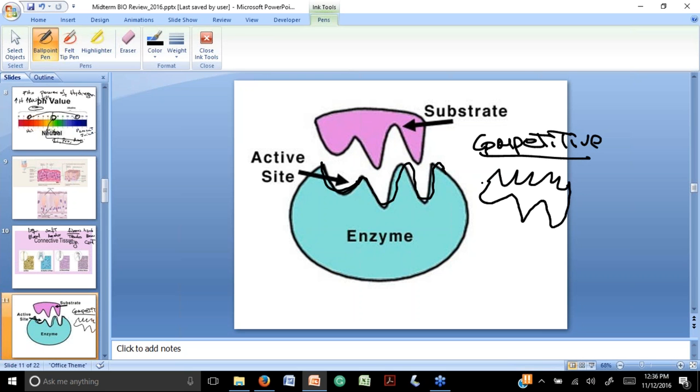So what is going to happen? This is coming here and is blocking, so the reaction is not happening.